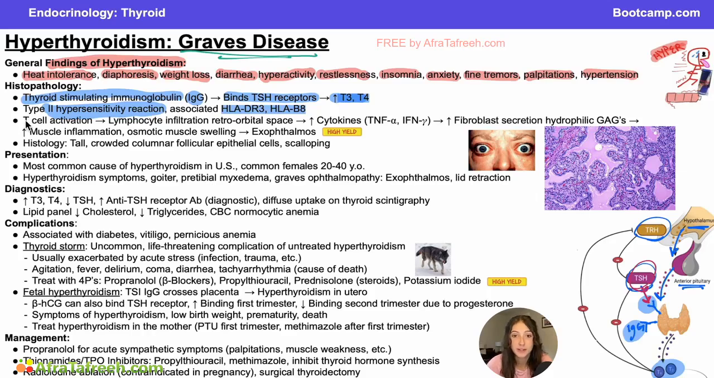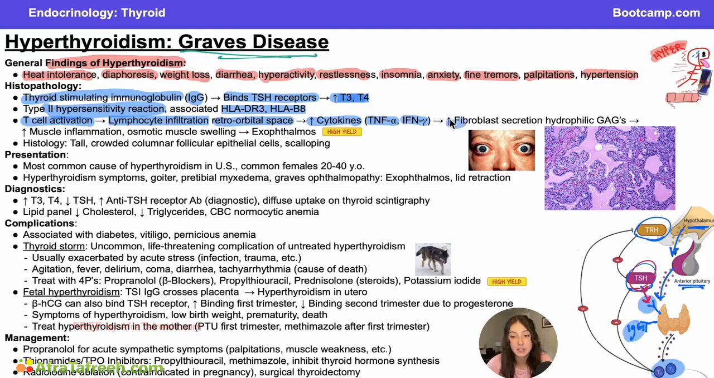And then an important part of this pathology that actually results in a very classic presentation for Graves' disease is we're going to get this T cell activation, right? This is a hypersensitivity reaction, and when we do have too much IgG, we can get T cell activation. The T cell activation is going to lead to lymphocyte infiltration into our retroorbital space, which is a really fancy way of saying the T cells are going to invite other white blood cells to join the party behind the eyeball. And as these white blood cells join the party behind the eyeball, they're going to be releasing cytokines. The cytokines that they're going to release are TNF alpha, interferon gamma, things like that.